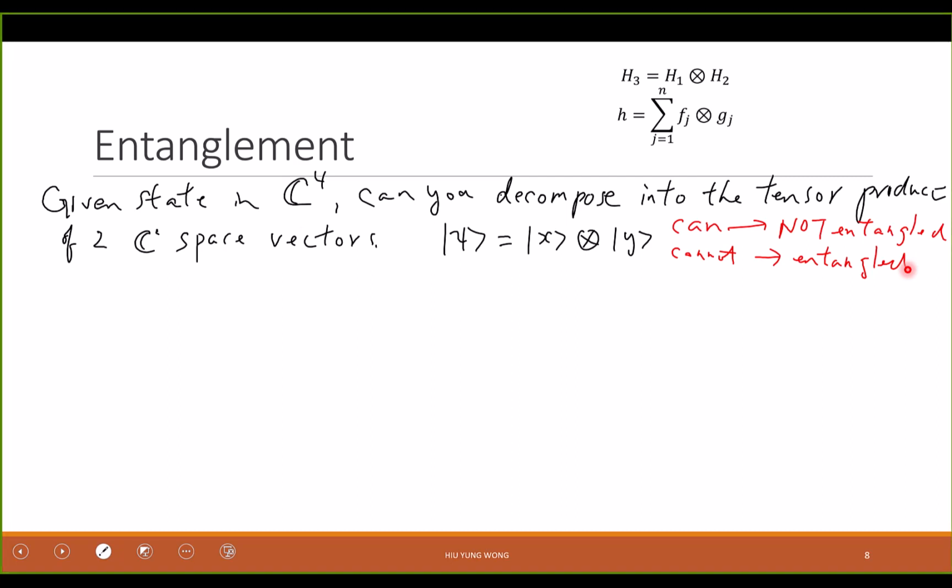Now, what is the meaning of a vector in a C4? How many qubits do you have? Two, right? Because it's a C4 space. So it must be formed by two smaller C2 spaces. But it's a vector in the C4 space. Can this vector be just represented by the tensor product of two vectors in the smaller space? Earlier I told you any vector in the higher dimensional space can be decomposed into the linear combination of the tensor products of the lower space.